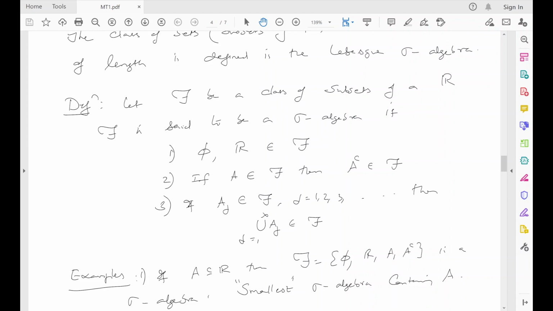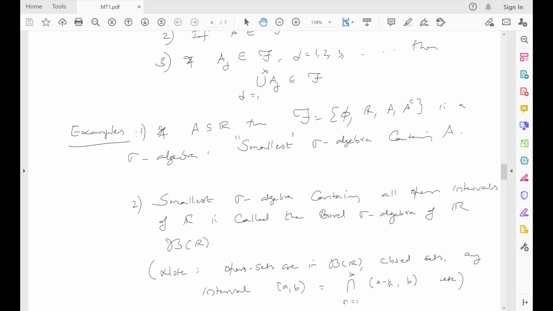Okay. So the simplest example is if I take a subset A of the real line and look at script F to be phi, the empty set, and the real line, they should be there, and A, and I know A complement should be there, so I put A complement as well. Then countable unions, but there are only finitely many sets, and you will see that this is a sigma algebra. So this is the smallest sigma algebra containing A. Smallest sigma algebra makes sense, because the intersection of sigma algebras is a sigma algebra. Now, the smallest sigma algebra containing all open intervals of the real line is called the Borel sigma algebra of R.